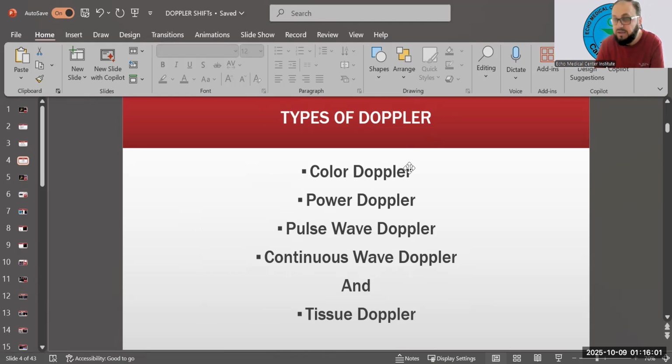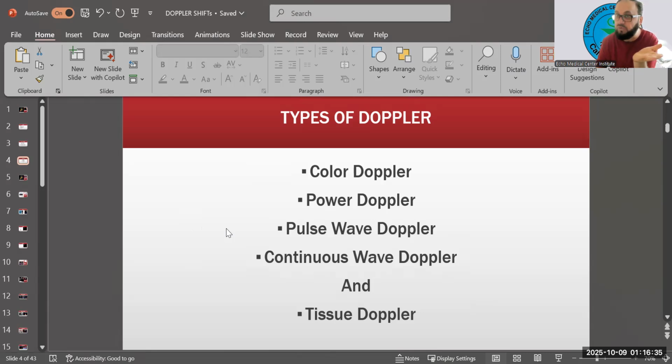These are the types of Dopplers. We have color Doppler, power Doppler, pulse wave Doppler, continuous wave Doppler, and tissue Doppler. These different Doppler studies help us to reach a diagnosis. Sometimes we need only color Doppler, and that makes our diagnosis easier. Sometimes that's not helpful, and we need to do power Doppler. Sometimes both of them are not that helpful, so we need to do a pulse wave Doppler. That's for other specific studies, but it's still Doppler.